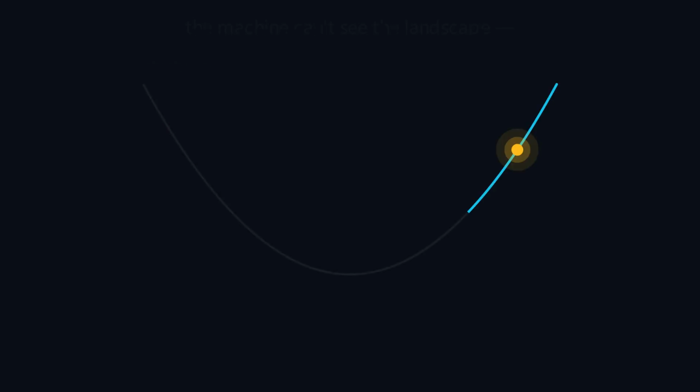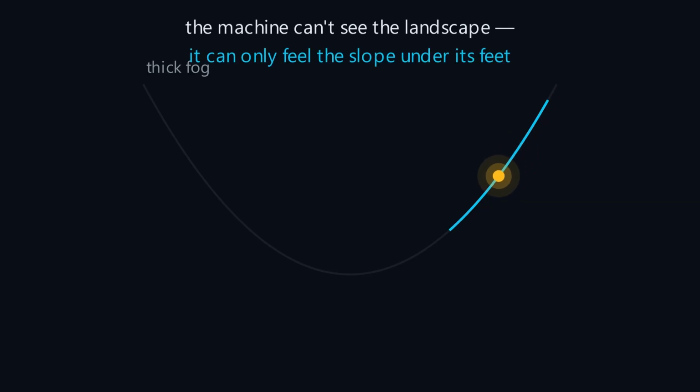One problem: the machine can't see this landscape. Computing the loss everywhere would take longer than the age of the universe. It's like standing on a mountainside in thick fog. You can't see the valley. You can only feel the ground under your own 2 feet. But that's enough, because calculus gives us a tool, the gradient, which tells us, right where we stand, which direction is steepest uphill. Flip it around, and we know exactly which way is steepest downhill.